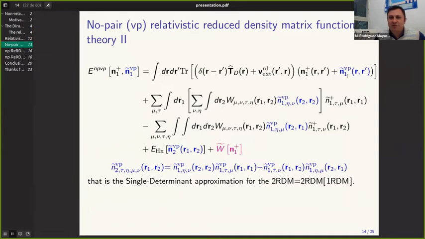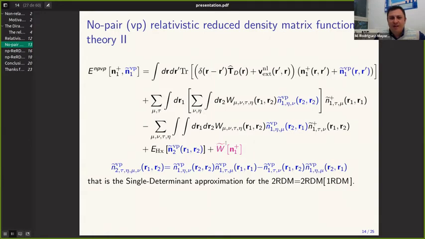account for interactions between our vacuum polarization 2 RDM and the no-pair 1 RDM, which are of Hartree and exchange type. This is usually known as self-energy type as well. And then we have an extra term that is of Hartree and exchange type for this vacuum polarization 2 RDM. This vacuum polarization 2 RDM is nothing but the Hartree-Fock, or the single determinant approximation, sorry, for the 2 RDM using the vacuum polarization 1 RDM.